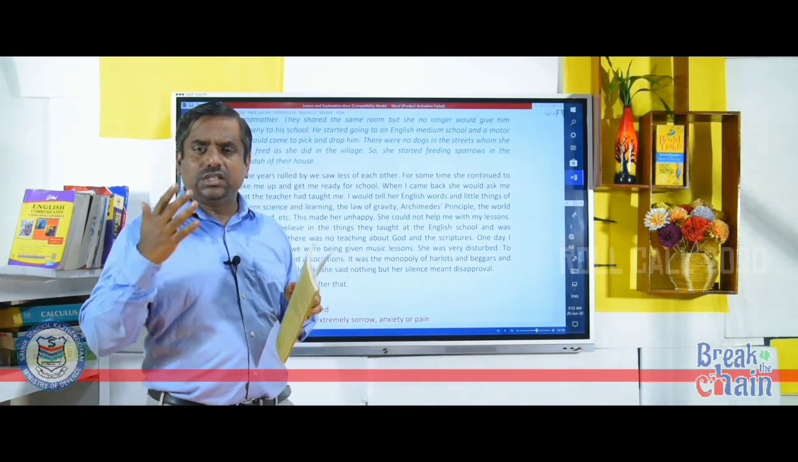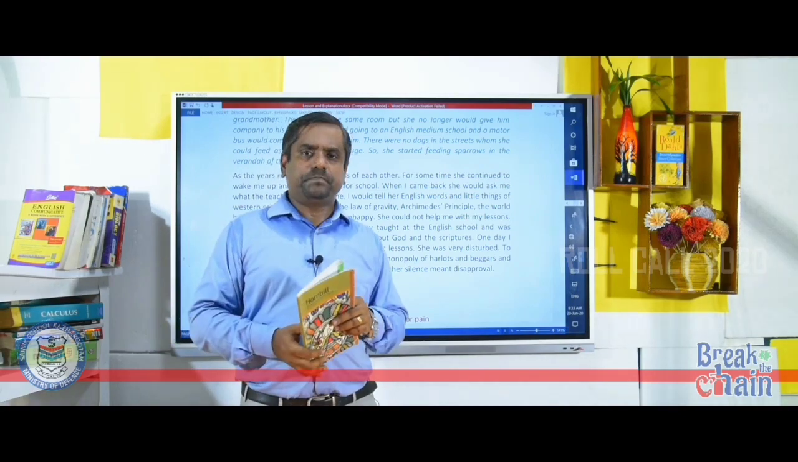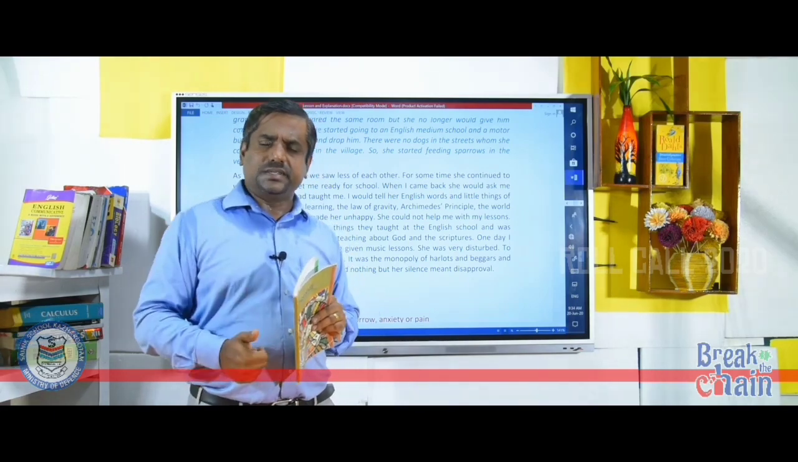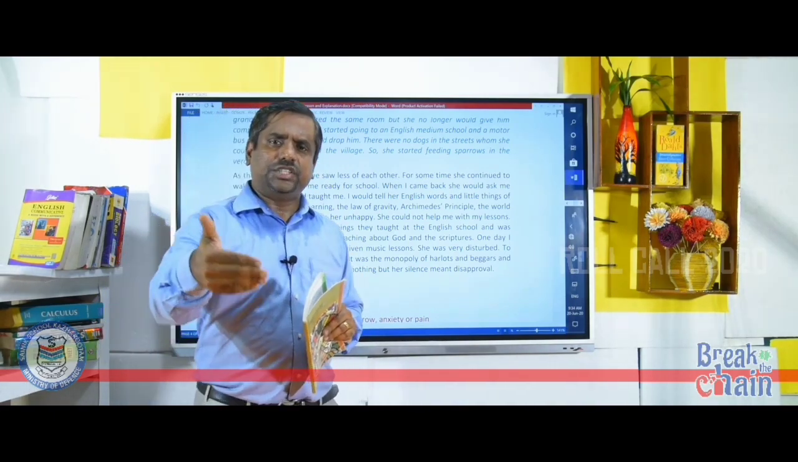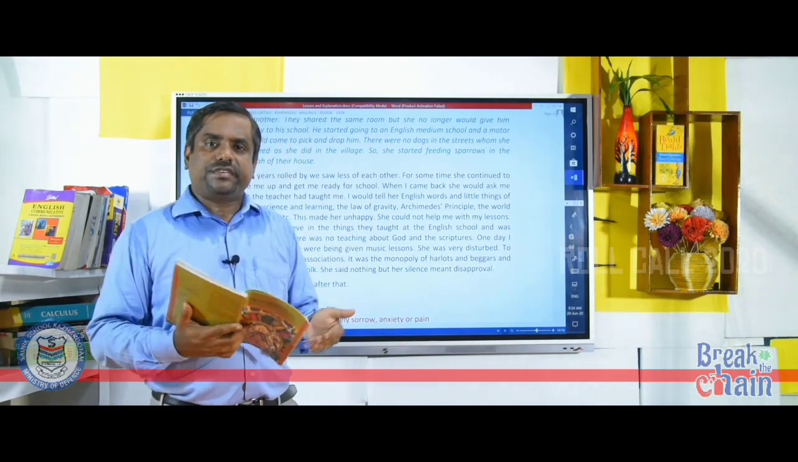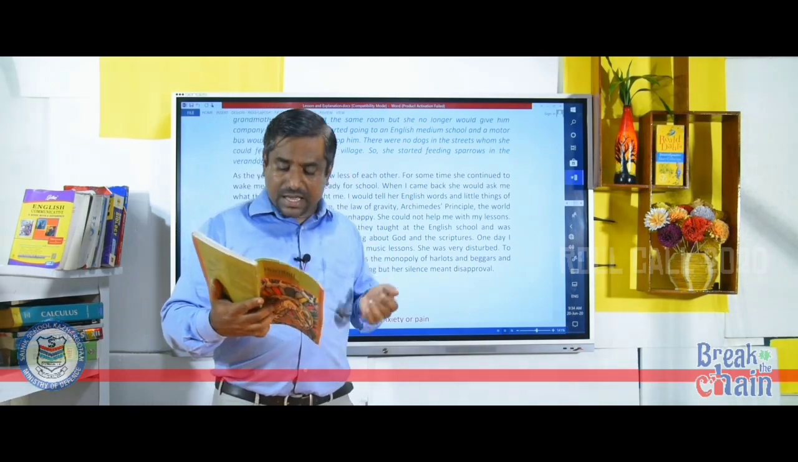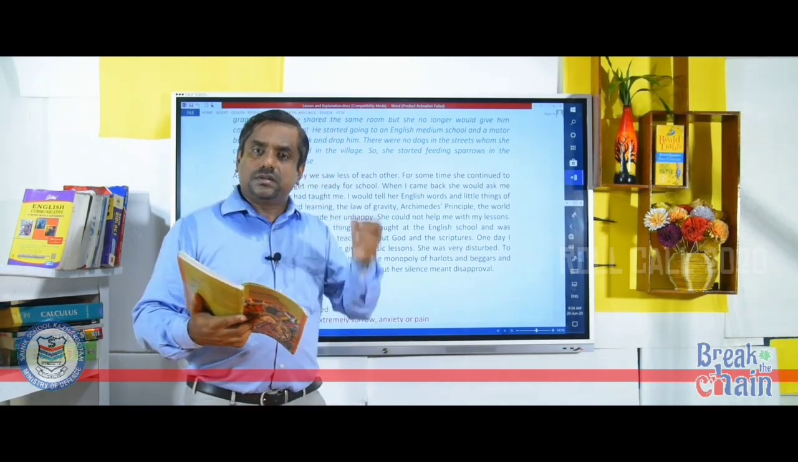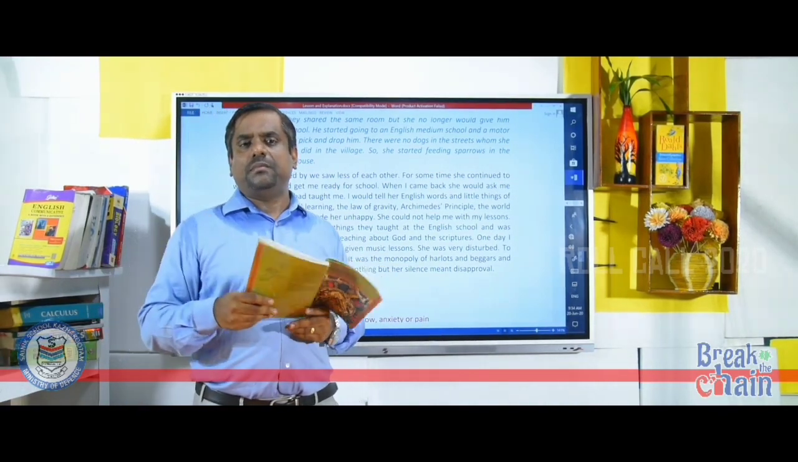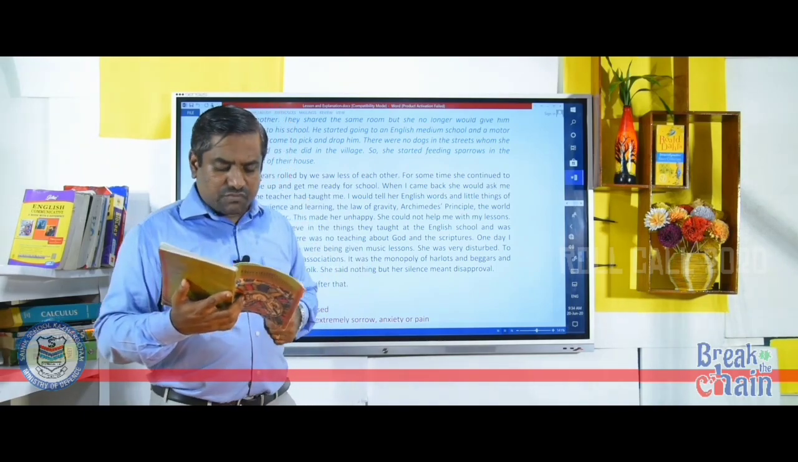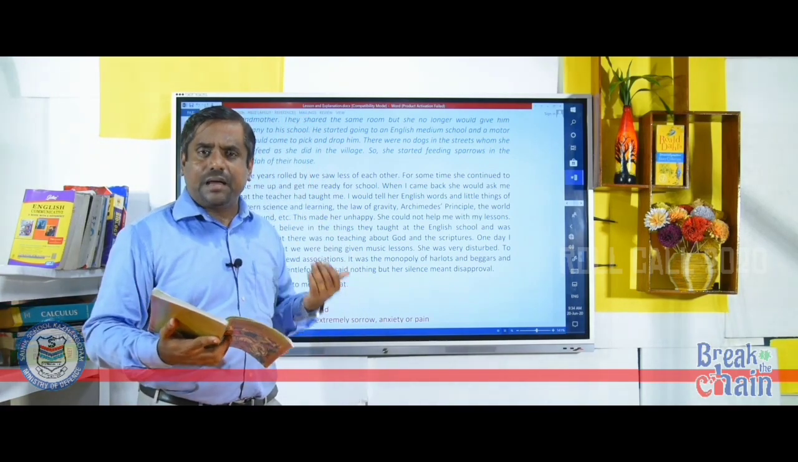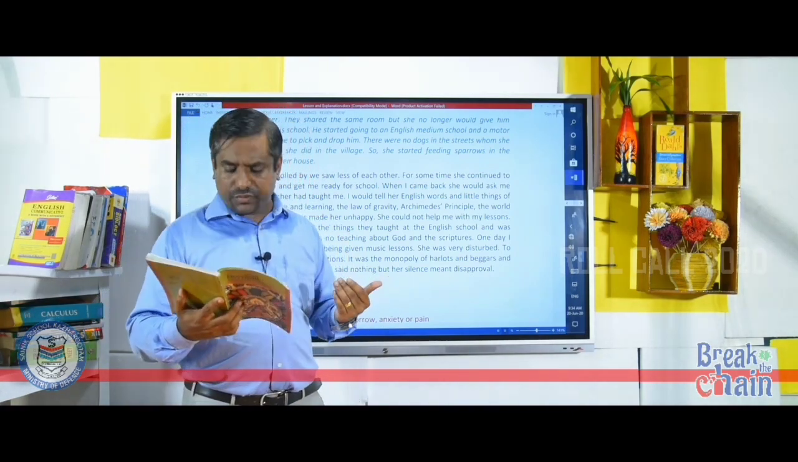Now we see that change taking place here, that transition, that transformation, village phase getting changed to city phase, or village life getting changed to city life. As the years rolled by, we saw less of each other, and the interesting part is that both of them stayed together, but still the frequency of seeing each other is now going down. For some time she continued to wake me up and get me ready for school, as something that happened in their former time when they were in the village.